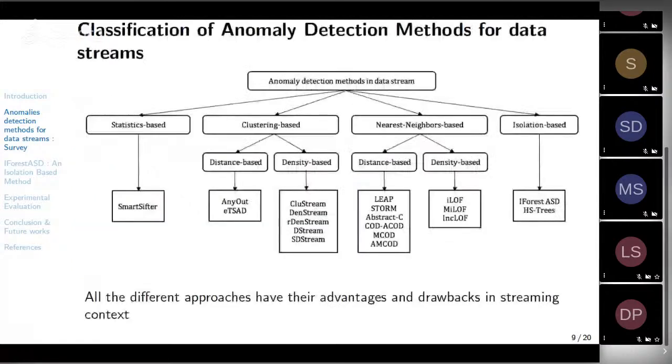In the state of the art, there exist many different methods of anomaly detection, but not all of them are adapted for the data stream context. So we first distinguish those which are adapted for data streams, and we classify them into different approaches. The isolation-based approach is more adapted for the streaming context because you don't need to compute any density or distance to detect anomalies. And this method, half-space trees, is already implemented in Scikit-Multiflow. So we implement the eForest ASD method in the framework.